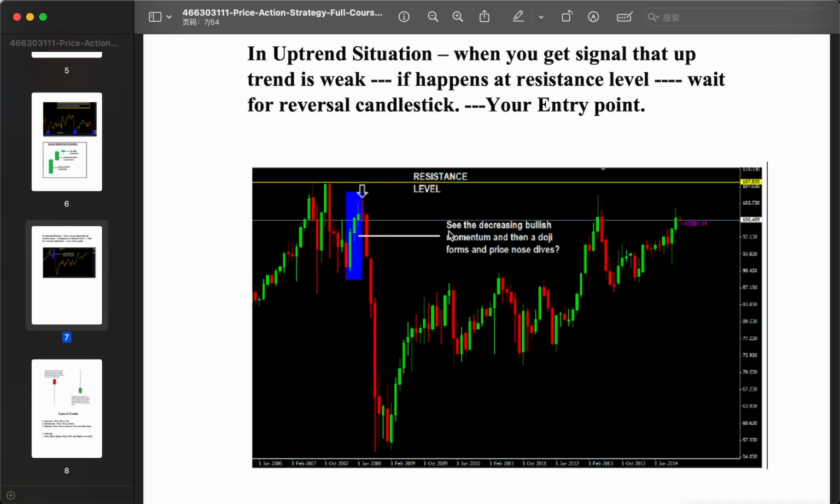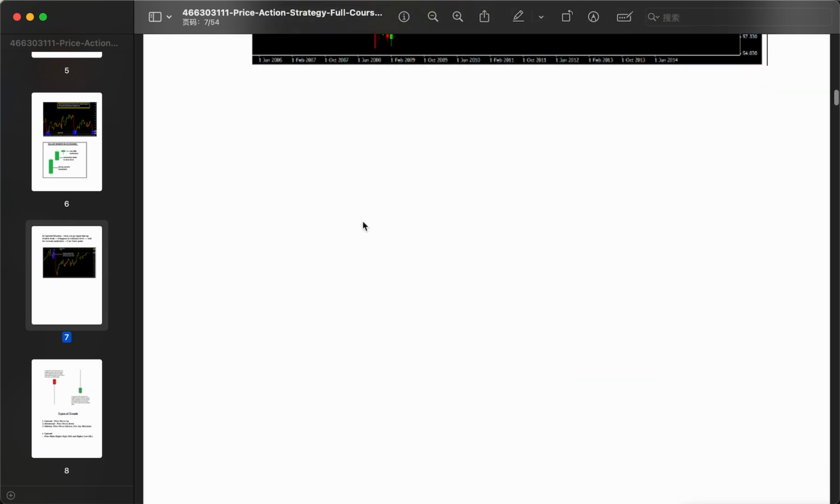Okay, so you see the decreasing bullish momentum, the doji forms, and the price nose dives. Another time we're seeing another doji star. In the previous chart we saw a doji star. We see a slim line crossing this resistance level, the white line. Also, we're seeing two of the reddish lines crossing together.